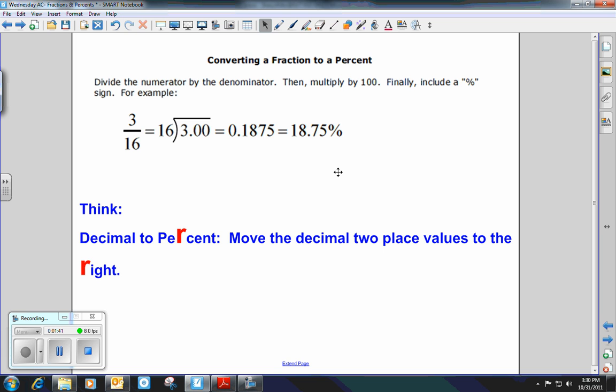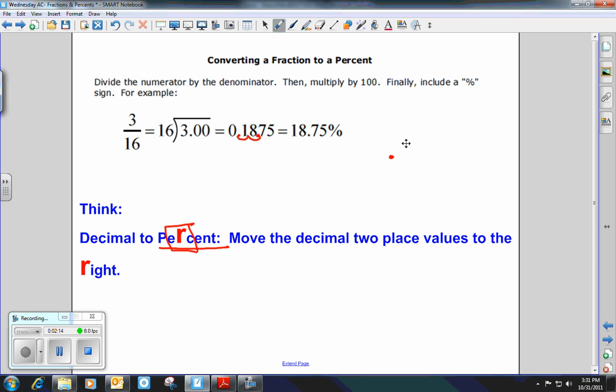To remember, when you multiply by 100, you simply move the decimal 2 times to the right, 2 place values to the right. So on 0.1875, if I want to get a percent without having to go through multiplying by 100, I'm going to move my decimal point 2 times to the right. If you want a percent, percent has an R in it, you move to the right 2 times. Always 2, never 1, never 3.